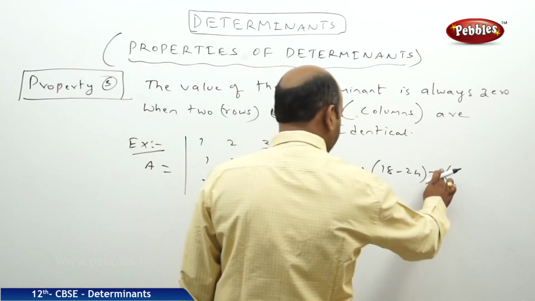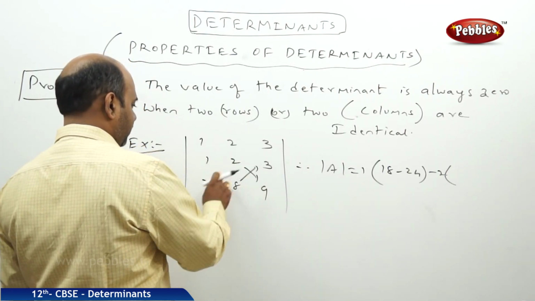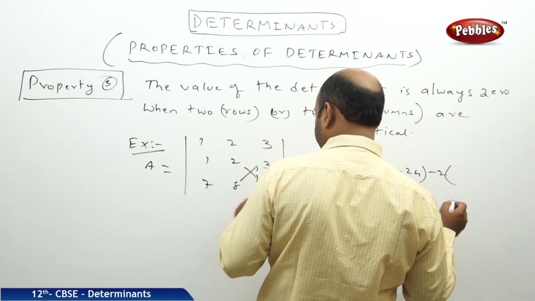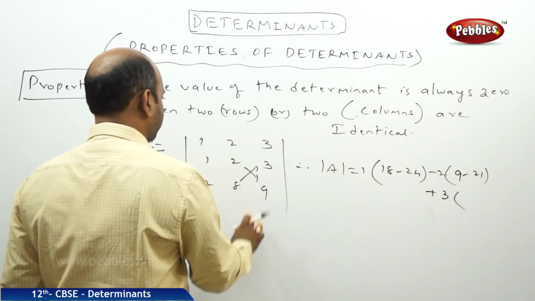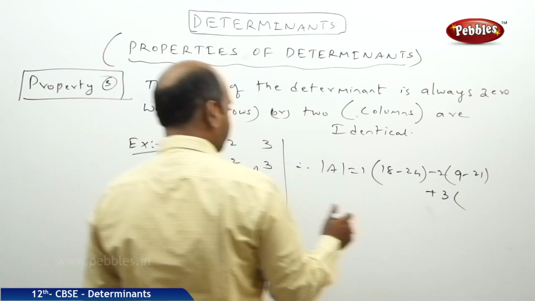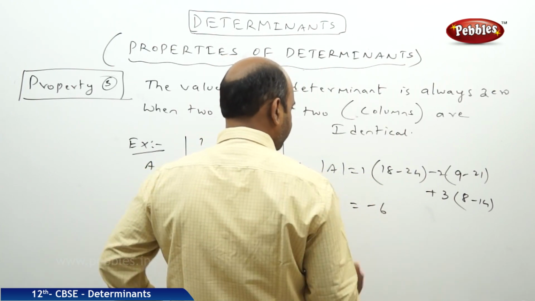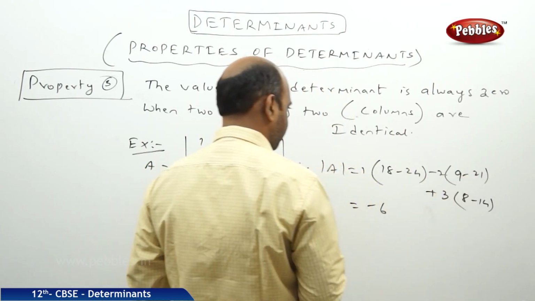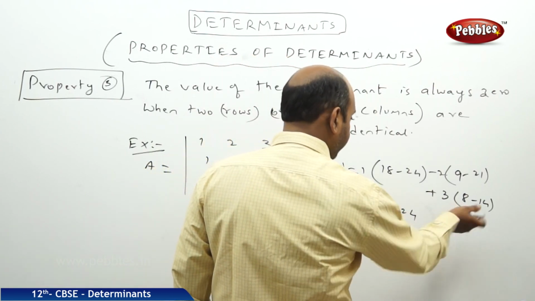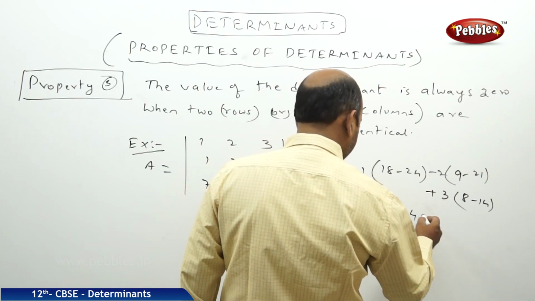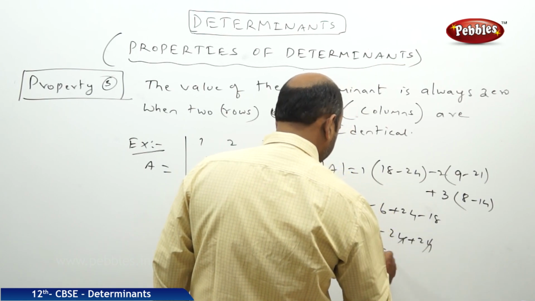Next again here minus 2 into 9 minus 21, because 1 into 9, and here 9 minus 21 plus 3 into its minor, that means 8 minus 14. So this is minus 6. 9 minus 21 is minus 12. Minus 12 and minus 2 will be 24. And 8 minus 14 is minus 6. Minus 6 into 3 will be minus 18. So minus 24 plus 24, it will be 0.